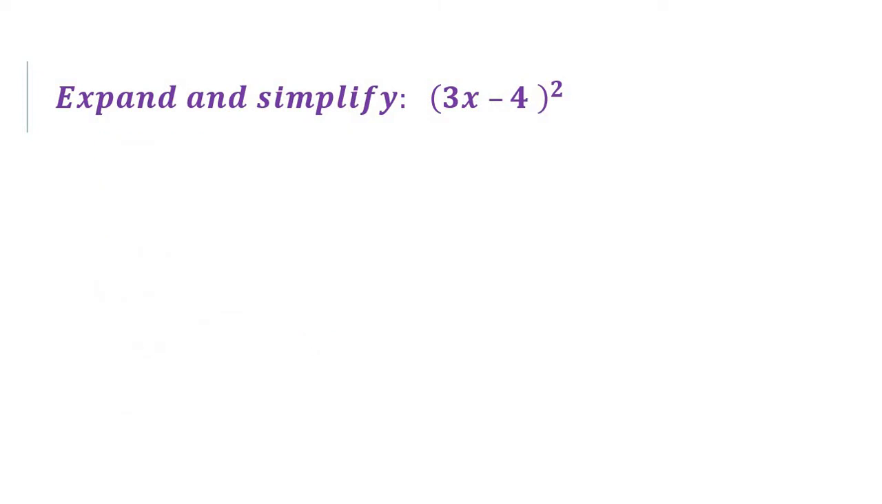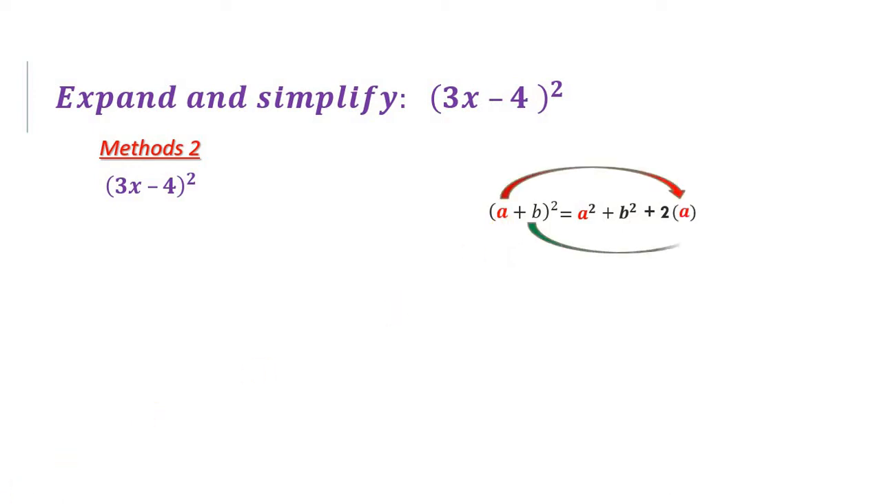In method 2, what do we do? Well, we want to look at a formula. When we square a binomial, that is, when we square a two-term expression, as in a plus b, we take the square of the first term, so we're going to square a, add it to the square of the second term, b. Then we'll add 2 times a times b. 2 will multiply a, and that product of 2 and a will multiply b.